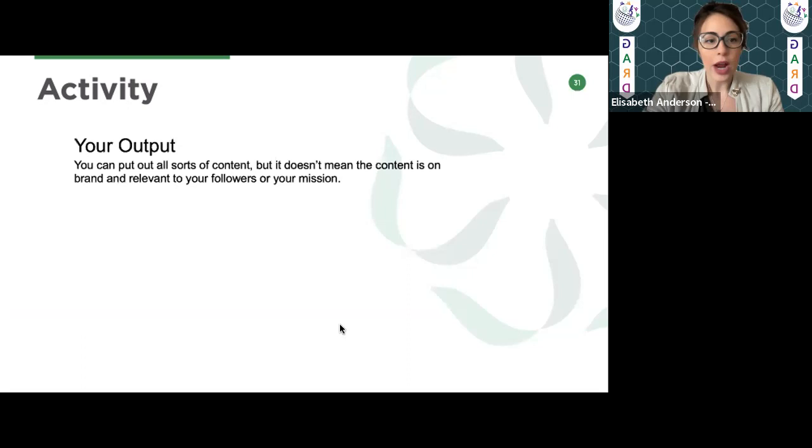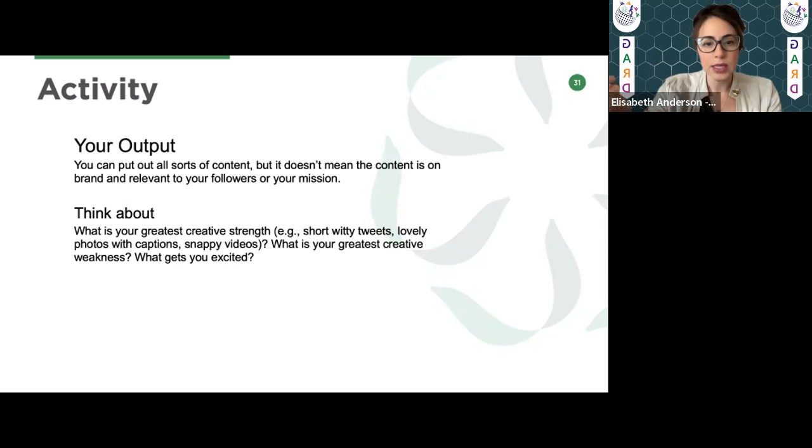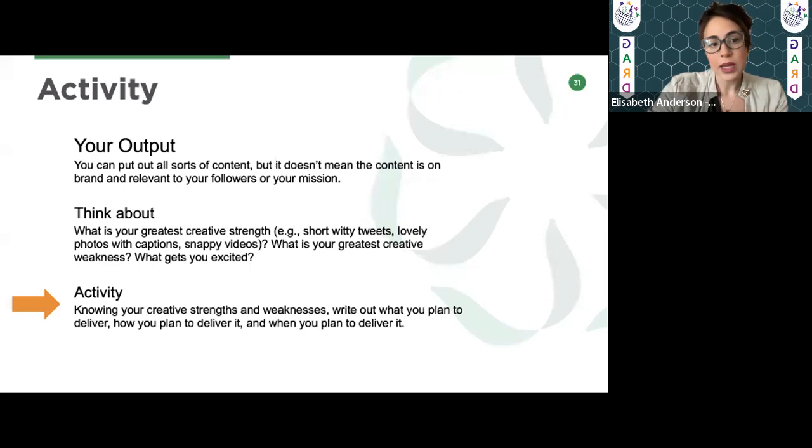So your output. You can put all sorts of content out, but if the content is not on brand or relevant to your followers or your mission, you're going to miss out on a lot of followers. You're going to confuse people. So think about, what is your greatest creative strength? Is it short, witty tweets? Is it a lovely photo with captions, snappy videos? What is your creative weakness and what gets you excited? And then knowing your creative strengths and weaknesses, write about what you plan to deliver, how you plan to deliver it, and when you plan to deliver it.